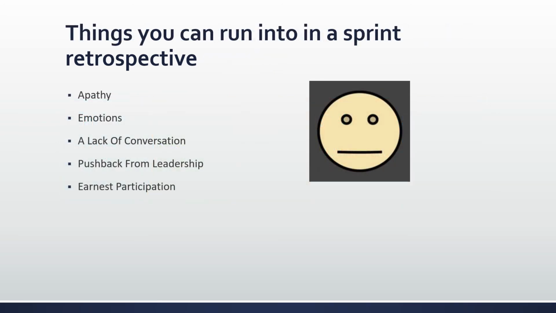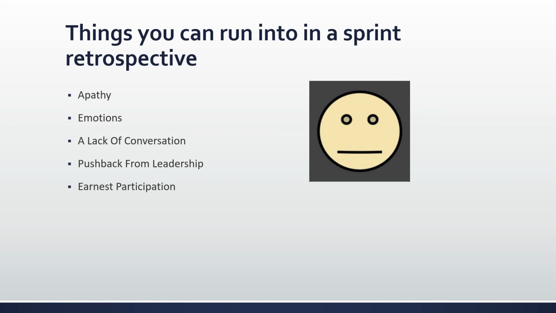So things that you can run into in a sprint retrospective and how to handle them. So with the honest discussions happening during the sprint retrospective, there are some things that you need to be aware of that you could run into in the meeting. First is apathy. If the same questions are asked sprint after sprint after sprint, team members can become less engaged in the answers and stop offering up constructive suggestions to improve the process.